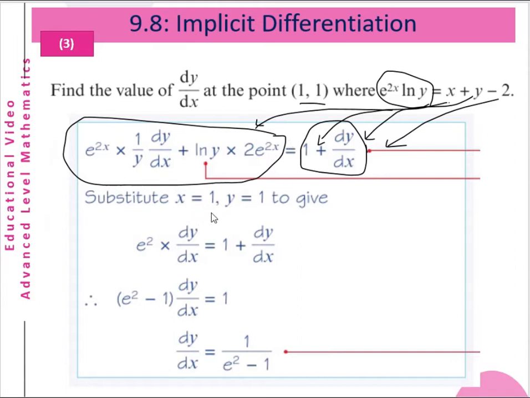And substitute x equal to 1, y equal to 1 into this equation here. We get e to the power 2 multiplied by dy by dx equal to 1 plus dy by dx. And after calculation, we get dy by dx equal to 1 over e to the power 2 minus 1.